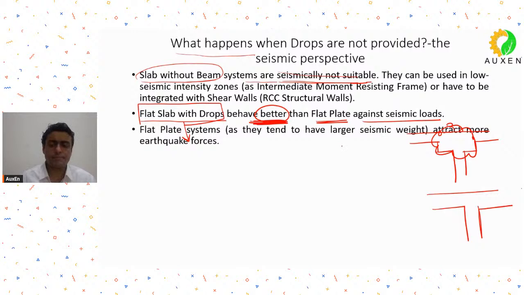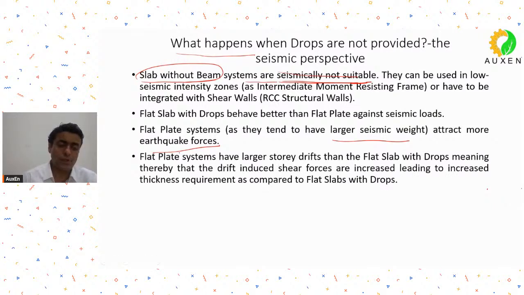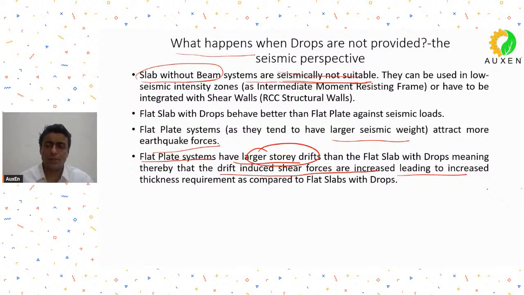Not only that, as I told you already before, the flat plate systems tend to have more seismic weight because they are bulkier, they have larger self-weights, so because of the larger seismic weights, they will attract more earthquake forces. If the earthquake forces are more, what will happen? The drifts for the same column sizes will be more. So flat plate systems will have a larger story drift, which means that the drift-induced shear forces are increased in the columns. So at the column slab joint, which is obviously a critical joint in your slab without beam systems, the additional shear forces induced due to drifts will lead to larger shear stresses, thereby requiring larger thicknesses of your slab.